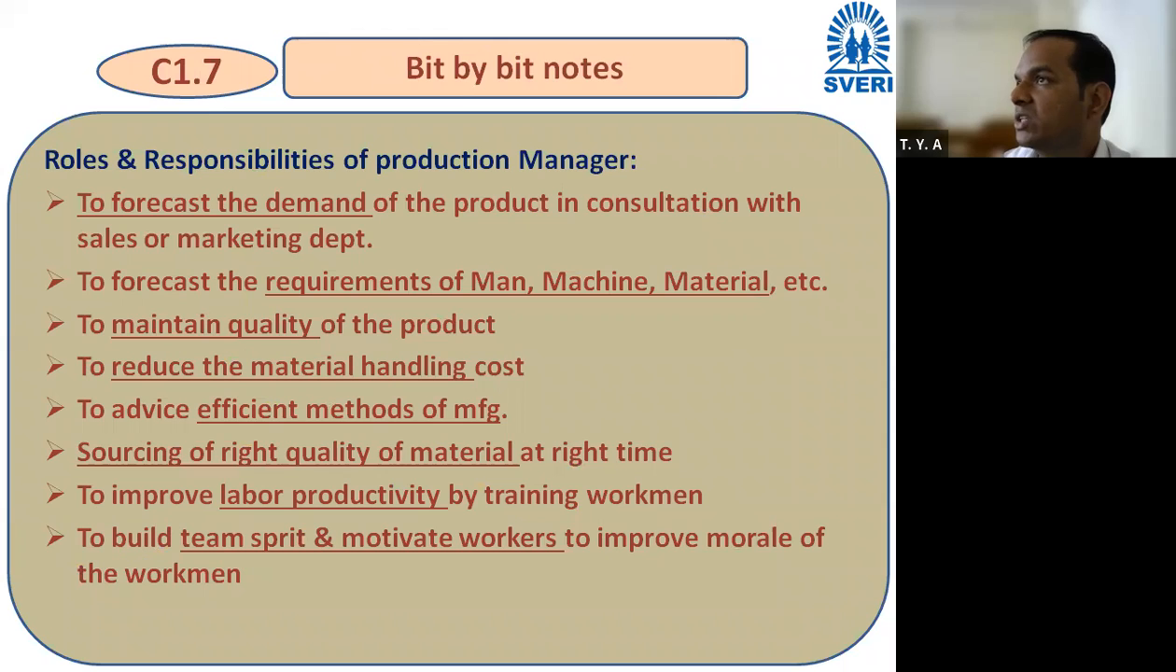Then the various roles and responsibilities a production manager has to do. Most of the time the question is for 4 marks only, write a short note. So you should elaborate this. What is the idea? Production operation management, what tasks do they have to do?